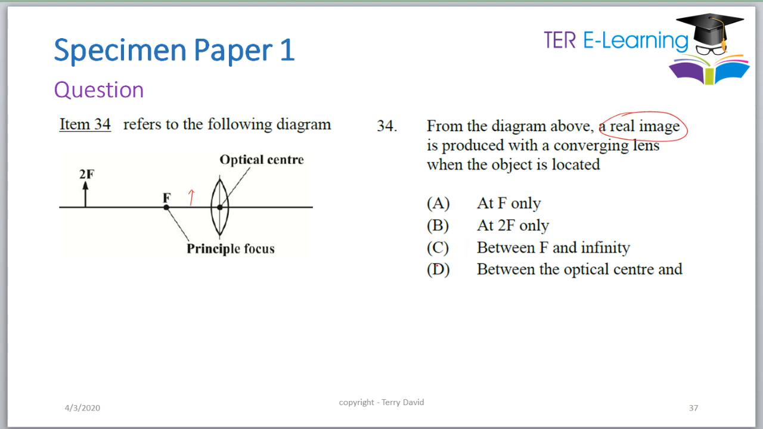So D is wrong because D will give us a virtual image. In that particular scenario, we're talking about something like a magnifying glass. At f only, the fact that they use the word only is not true, and at 2f only, that is not true. So if we place an object anywhere between f and infinity, I'm going to get an image that is real, and therefore that answer has to be C.